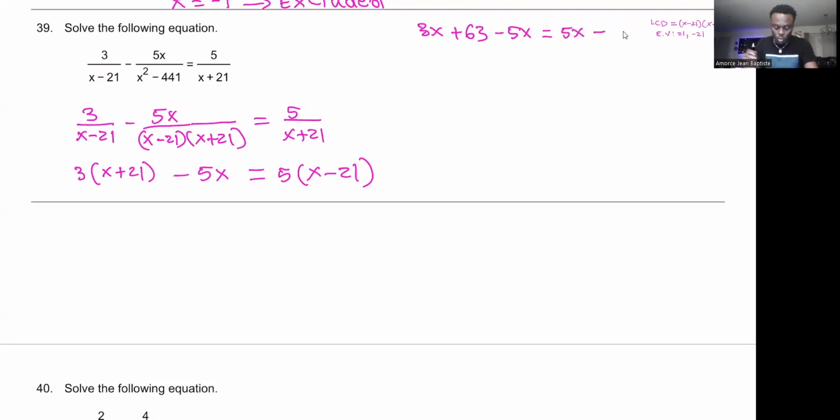minus 112. Is it 112? 105. 21 times 5. Negative 105. And then we can combine like terms. That's negative 2x plus 63 equals 5x minus 105.